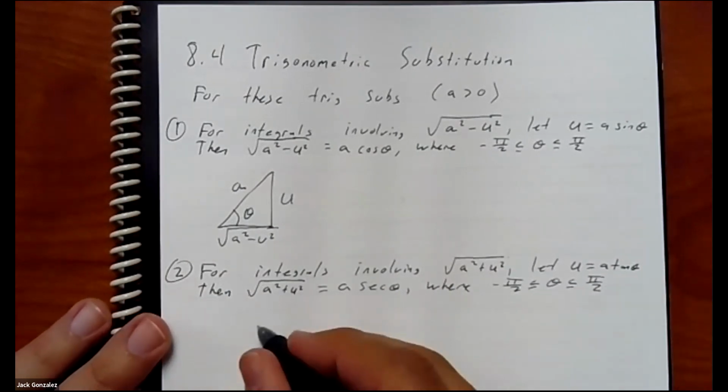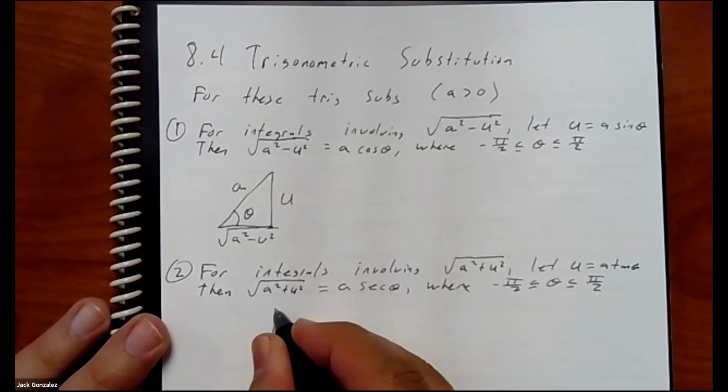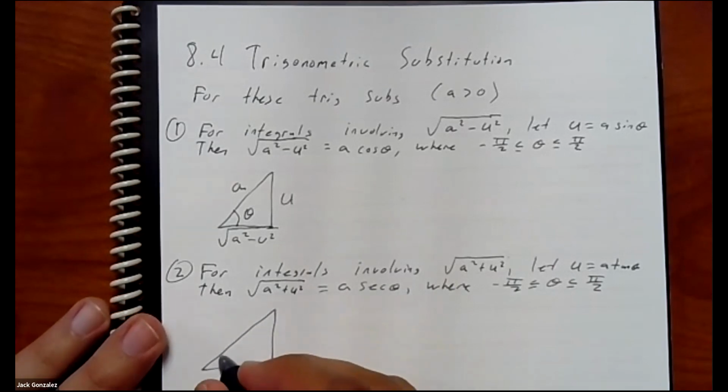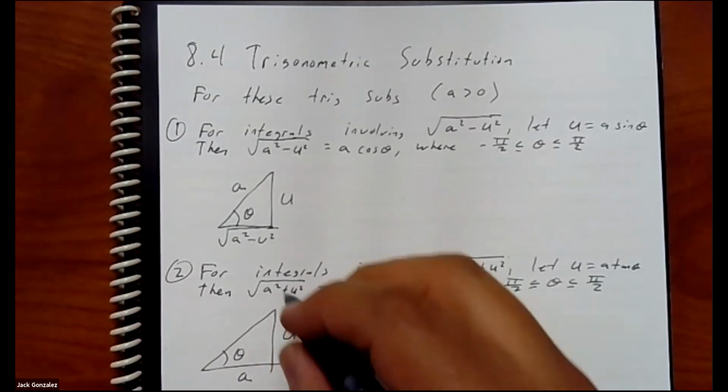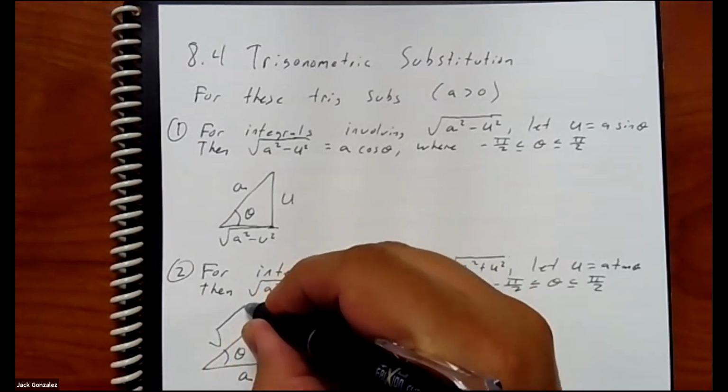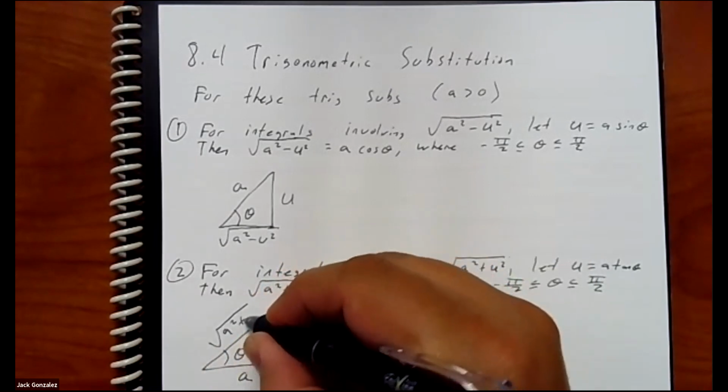Okay, now the triangle for number 2. This is U, this is A, and the hypotenuse is going to be the square root of A squared plus U squared.